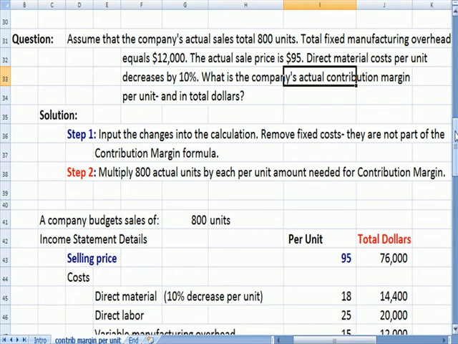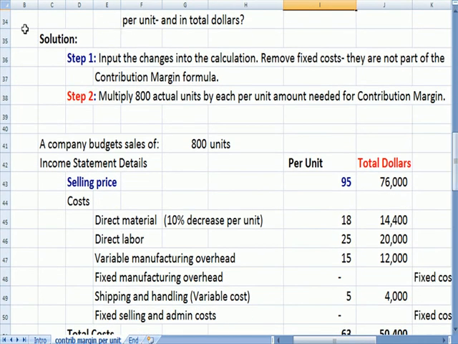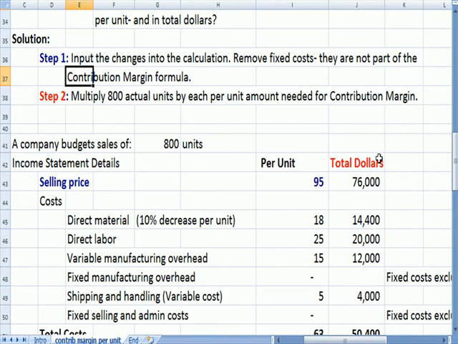And so in the solution, I suggest a couple of steps. Step one is input the changes into the calculation and remove fixed costs because they're not part of the contribution margin formula. So any part of the costs that are defined as fixed we don't include because that's not part of contribution margin.